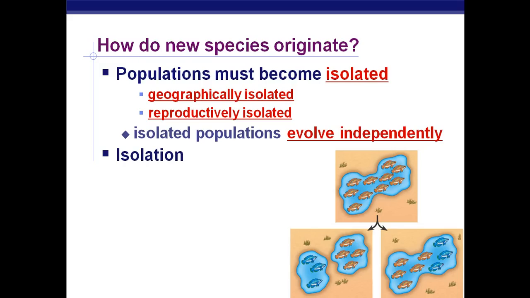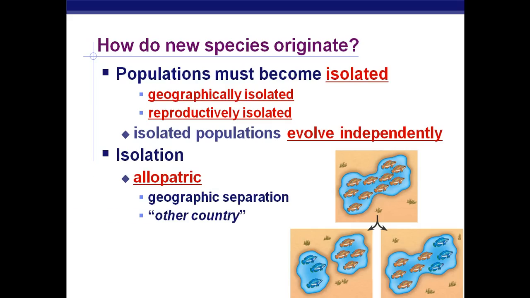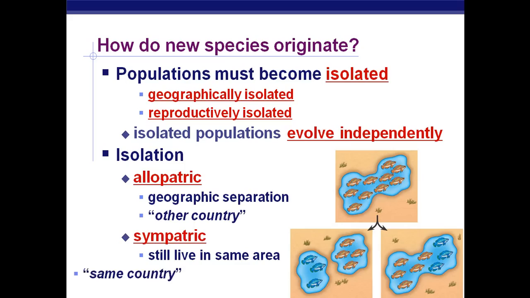There are 2 categories of isolation. Allopatric, which is geographic separation, and allopatric means other country. That might help you to keep these straight. And the other type of isolation is sympatric, where organisms still live in the same area, and that's also known as same country. These 2 pictures demonstrate the 2 different types of speciation.